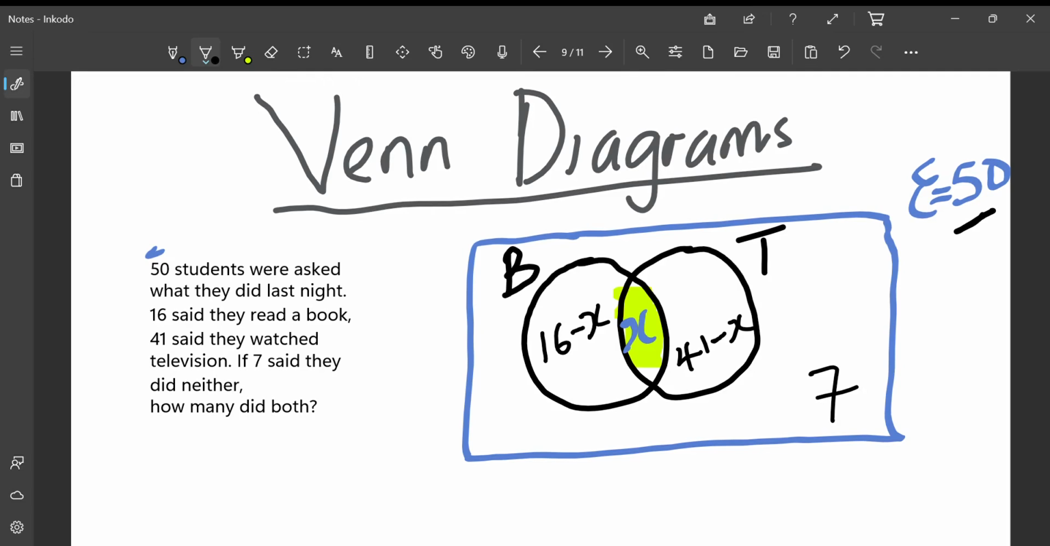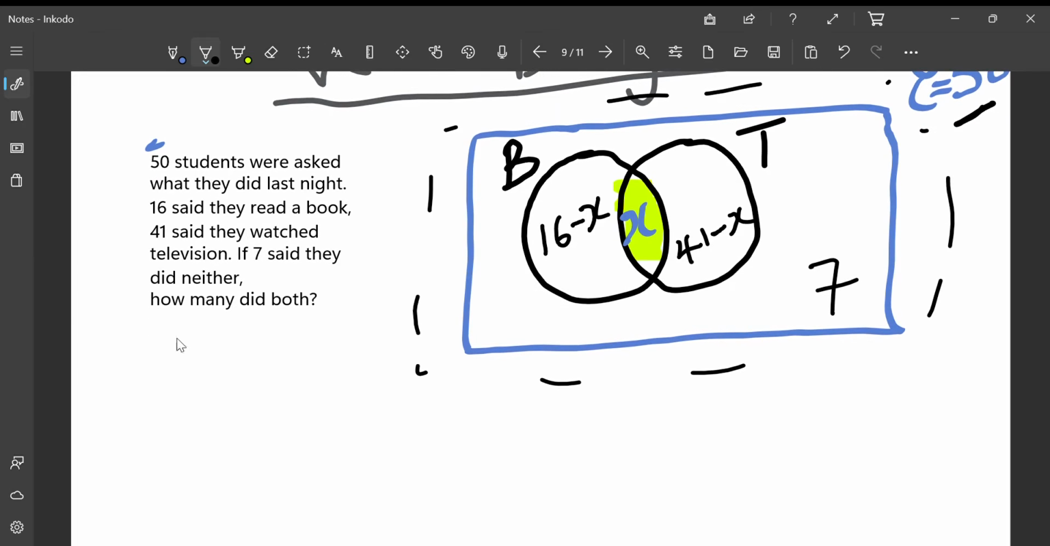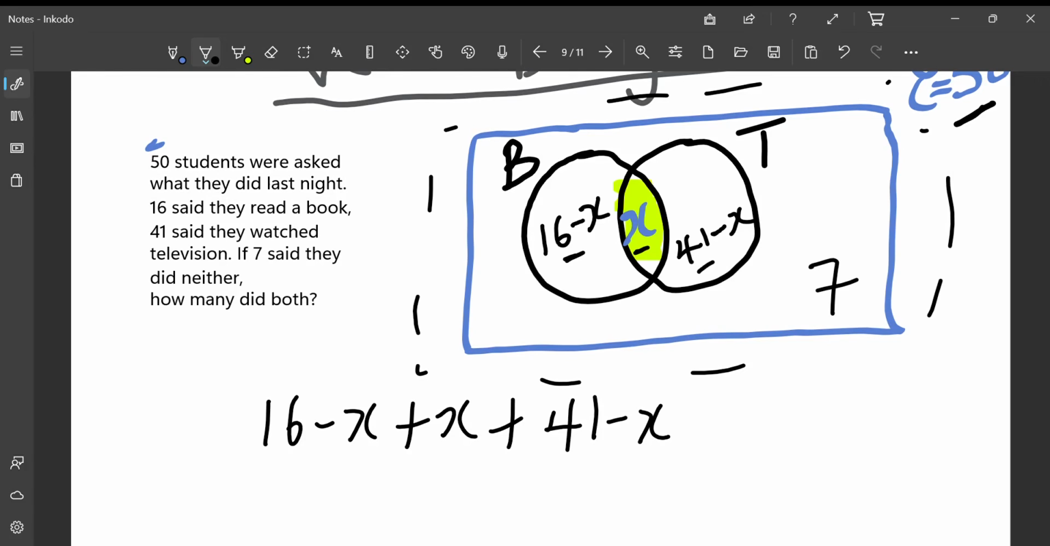Now I'm told to find how many people did both, which is my X, the one in the middle. One thing you should know about this set I've just drawn is that everything in this set must be equal to 50 students. So I can simply add up everything and it will equal 50 students. So 16 minus X, this first circle, plus X, plus the next one, 41 minus X, plus these 7 students outside that didn't do anything. All should be equal to 50. That's the meaning.